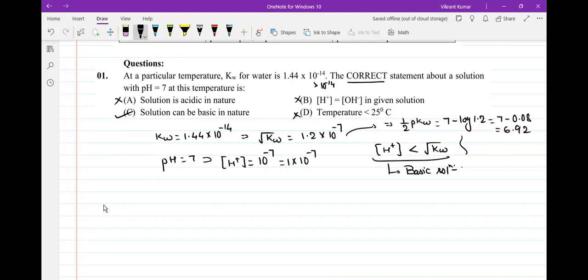So there is another method, and that says this time we can get pH is greater than half pKw, and that is the case again for the basic solution. That is another method. Any other method you have used? Has anyone used any other method?